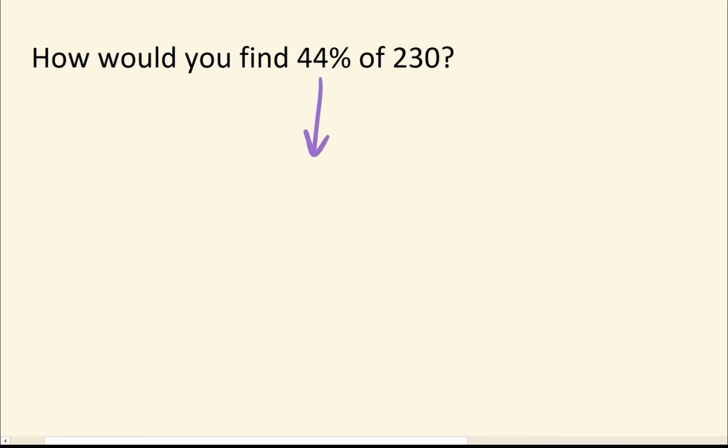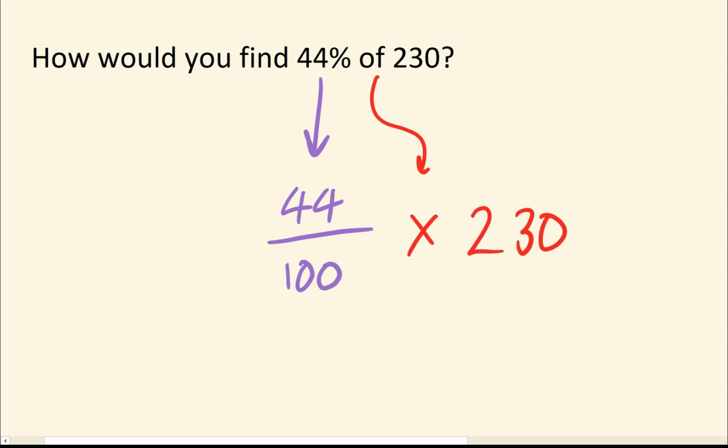The key thing to remember is that percentage just means something out of 100. So 44% means 44 out of 100. Another key thing in maths is whenever you see the word "of", it basically means times. So we can rewrite this problem as 44 over 100 times 230.